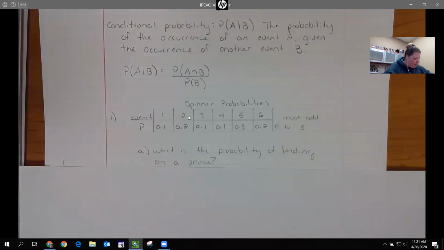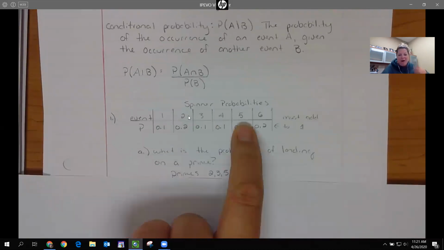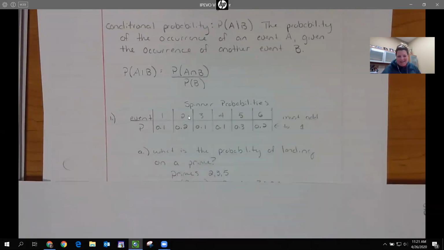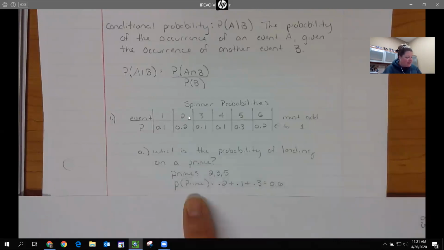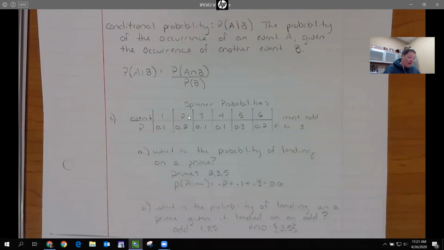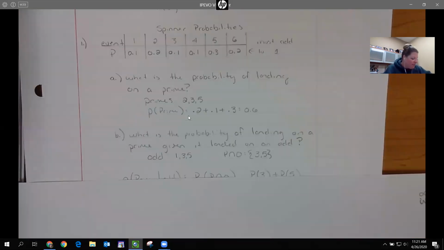So what are the primes? 2 is prime, 3 is prime, and 5 is prime. 1 is not considered prime. It doesn't meet the definition of being divisible by 1 and itself because it doesn't have itself. It's just 1 and 1, so it's kind of a weird one. So those were our 3 primes. The probability of a prime is going to be 0.2 plus 0.1 plus 0.3, which is 0.6. So they're still fairly normal from this chart on that question, something we've done in the last section.